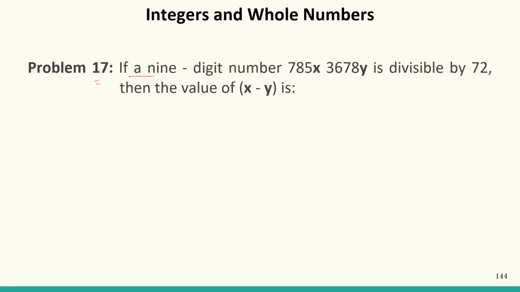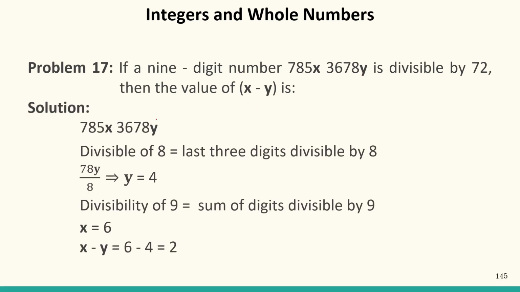That is, if a 9-digit number, that is this, is actually divisible by 72, then the value of x minus y is equal to what? So if this is divisible by 72, then this must be divisible by 8. So the last 3 digits will be divisible by 8. So 78y is actually divisible by 8.